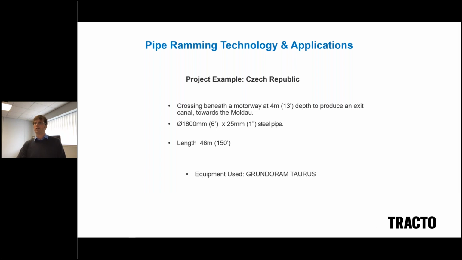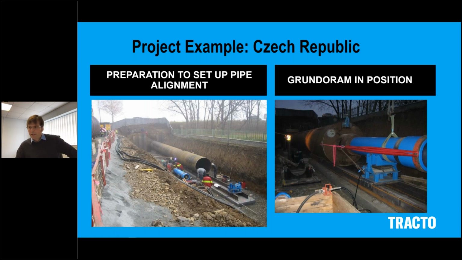The first example I would like to show you is a pipe run that was completed near Prague in the Czech Republic, where a 1.8 meter pipe was installed at a depth of 4 meters under a motorway, at a length of 46 meters. And in this first picture here, you see the starting pit that was excavated. You can make out that this is very, very hard and compacted clay.